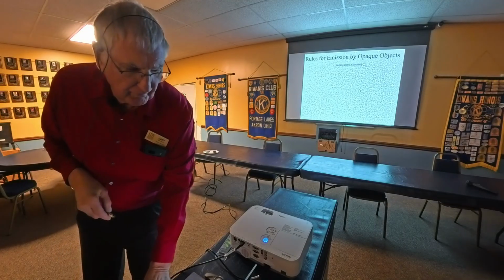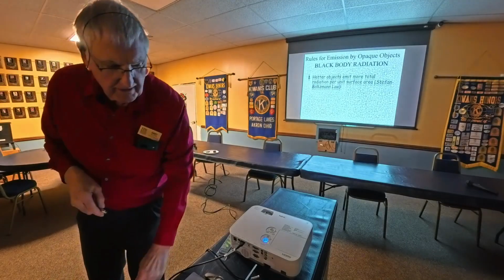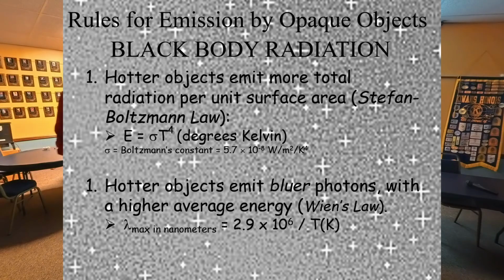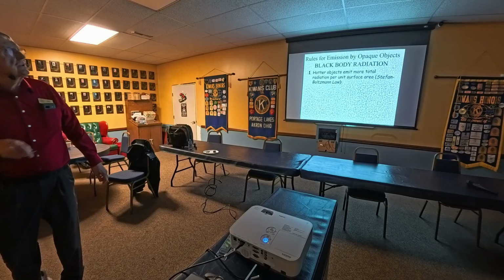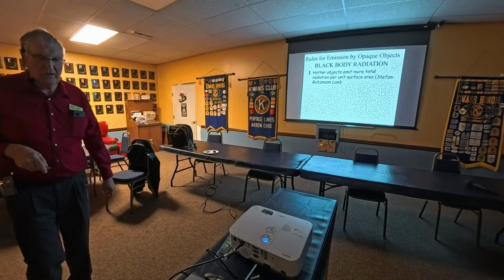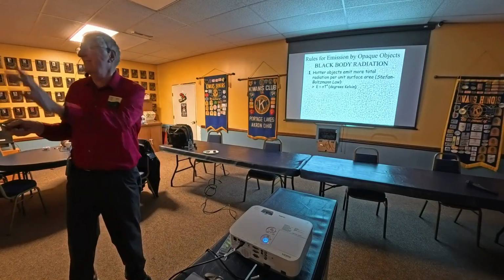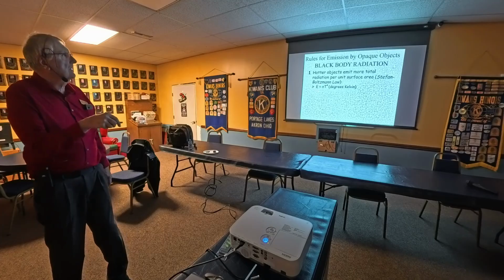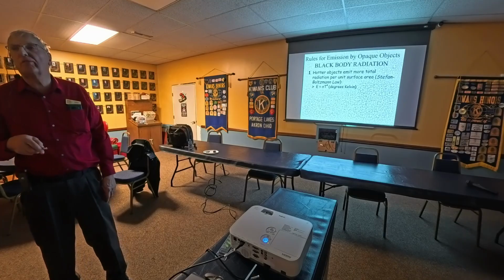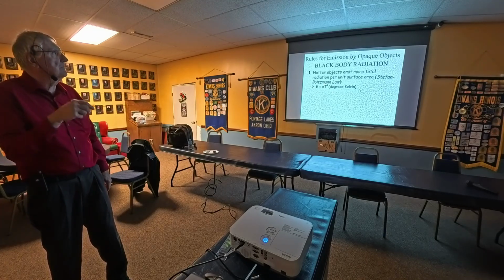We have some rules for that. It's called black body radiation. And so the first rule is hotter objects emit more total radiation per unit surface area. So that's the Stefan-Boltzmann law. We have an app for that. Okay, there it is. It's a little simpler than the last one. And this is the temperature in degrees Kelvin. We'll talk about degrees Kelvin here in a minute.